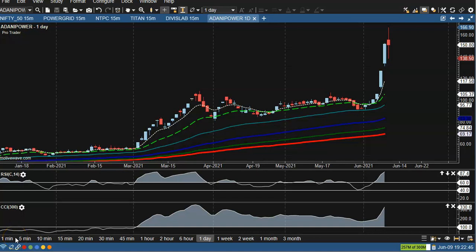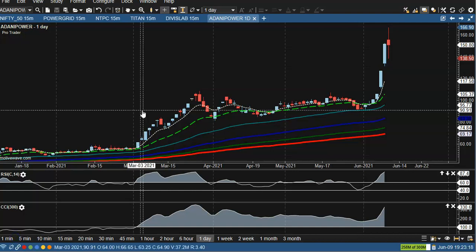Alright guys, this is Adani Power and daily chart. Now I can see Adani Power is running like a rocket. Now most of the people are excited to invest in Adani Power. Now question is that, can we invest here for the long run?